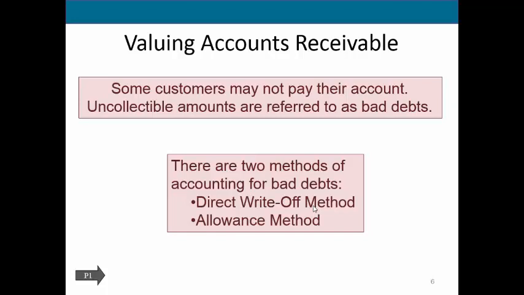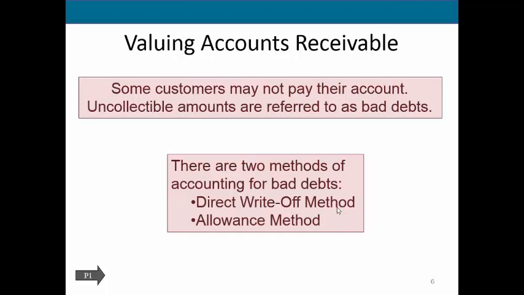Before we actually get into the two different methods, I want to discuss why the allowance method is GAAP accounting, whereas the direct write-off method is not. The premise behind the direct write-off method is that we do not write off an accounts receivable as bad debt until we are actually told or we determine that we're not going to get that money. So we write it off when we find out we're not going to get it.